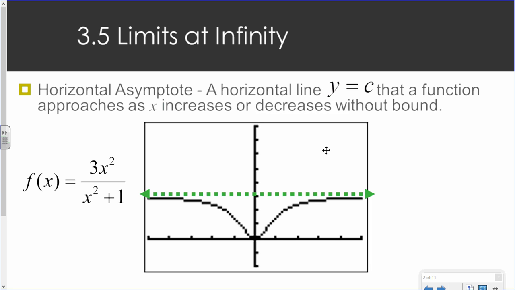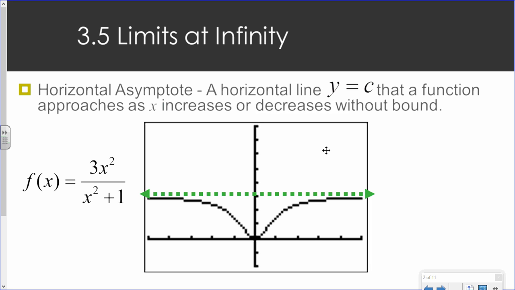Okay, so Friday we talked about limits that were infinity or negative infinity. Today we're going to talk about limits towards infinity and negative infinity. Okay, gotta get those two straight.